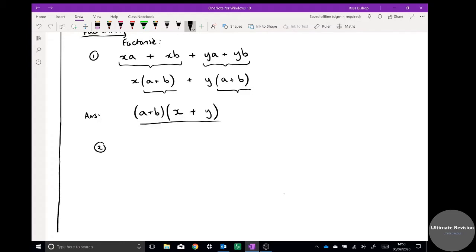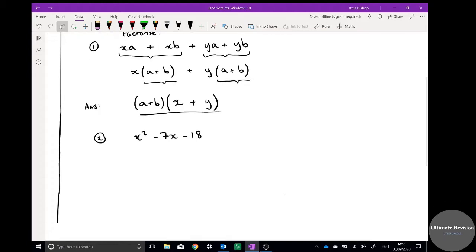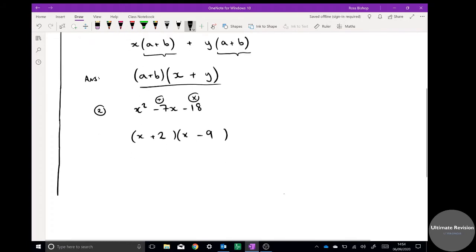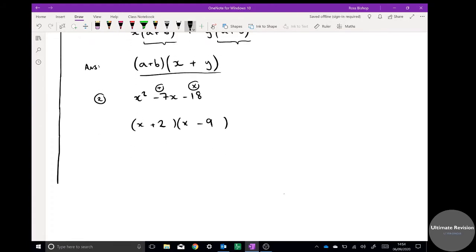Okay, type 2. Now these ones you definitely would have seen before. This is a single x squared, 3 different terms. Again, we check, is there something common in every term I can take out? Well, the answer is no. So this is a double bracket case where the numbers need to times to minus 18, apologies, times to minus 18 and add to minus 7. So in this case, I think it's going to be minus 9 and plus 2. Minus 9 times 2 is minus 18. And if you add them, you get minus 7. So that would be our answer for question number 2.